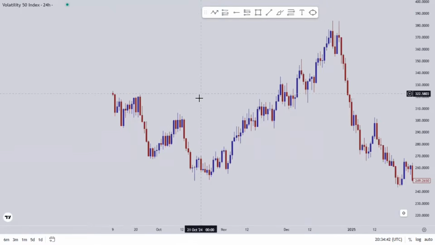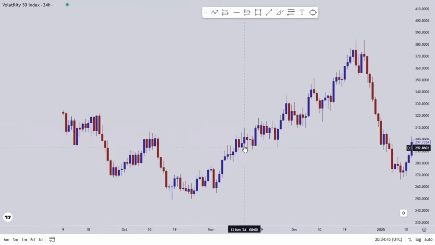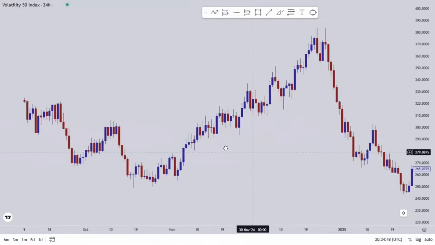So I know some of you will see a chart like this. Where is it heading to? Where's my break of structure? Where is the trend heading to? What am I looking for?